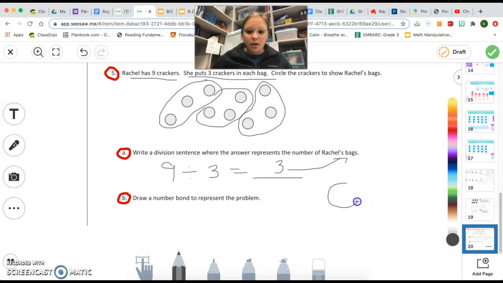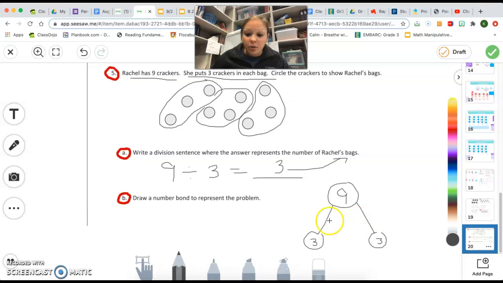So in a number bond, we know my total goes at the top. And I divided 9 into 3 groups of 3. And this number bond's a little different than the repeated addition number bonds that we did. We're pretending like this is a division problem. 9 divided by 3 equals 3.